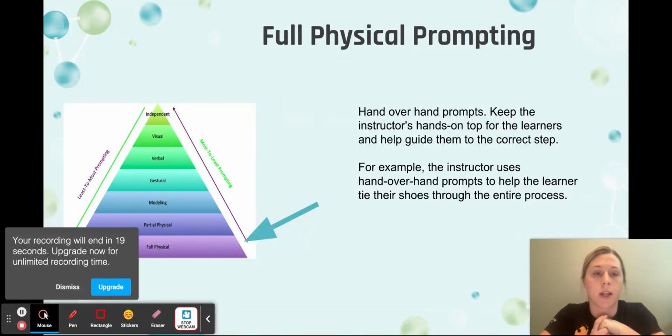And then the last one is full physical prompting, which is hand-over-hand prompts. You keep the instructor's hands on top of the learner's to help guide them to the correct step. For example, the instructor uses hand-over-hand prompts to help the learner tie their shoes through the entire process. So hand over hand, this is how we're tying your shoe.